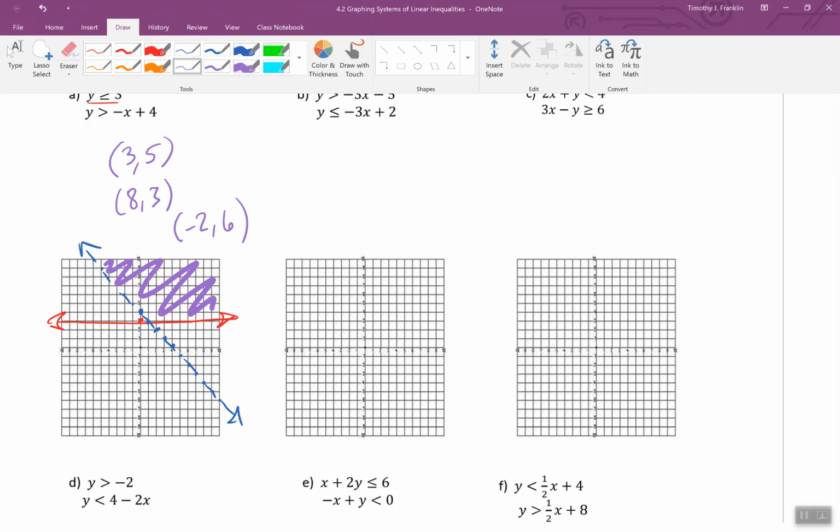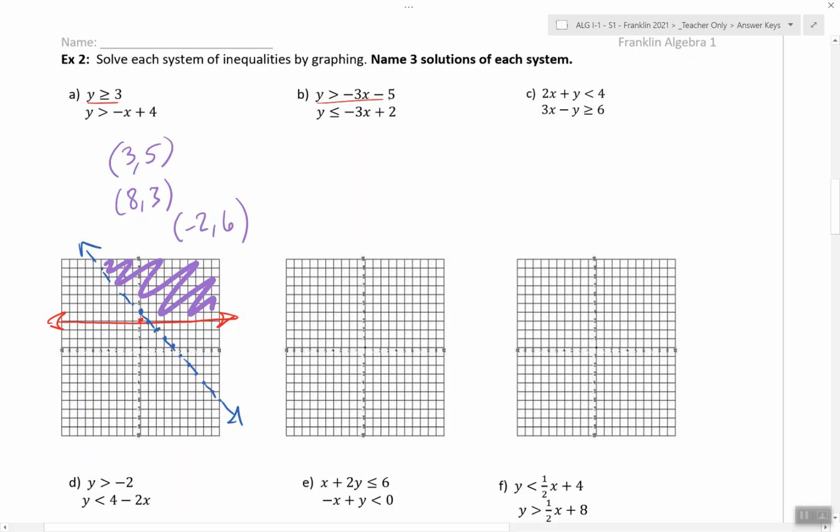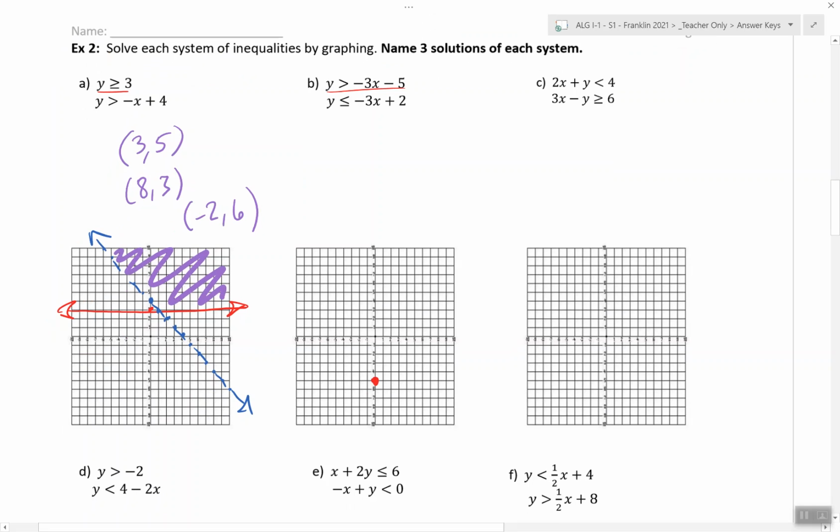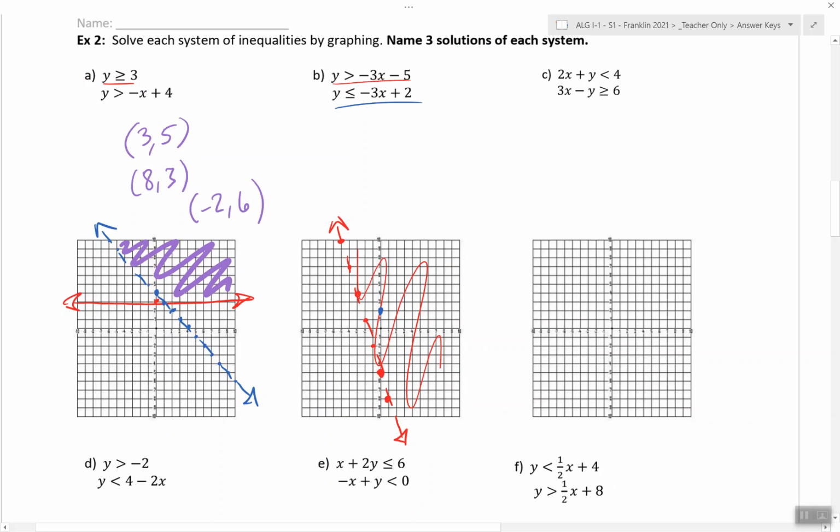All right, let's go on to the next one. y is greater than negative 3x minus 5, so we're going to go down 5. Slope is negative 3, so down 3 over 1, or up 3, left 1. Like that. It gets a dotted line. And it is shaded above, so on this side. For the next one, y is less than or equal to negative 3x plus 2. So we'll go up 2. It also has a slope of negative 3, so this one is parallel.